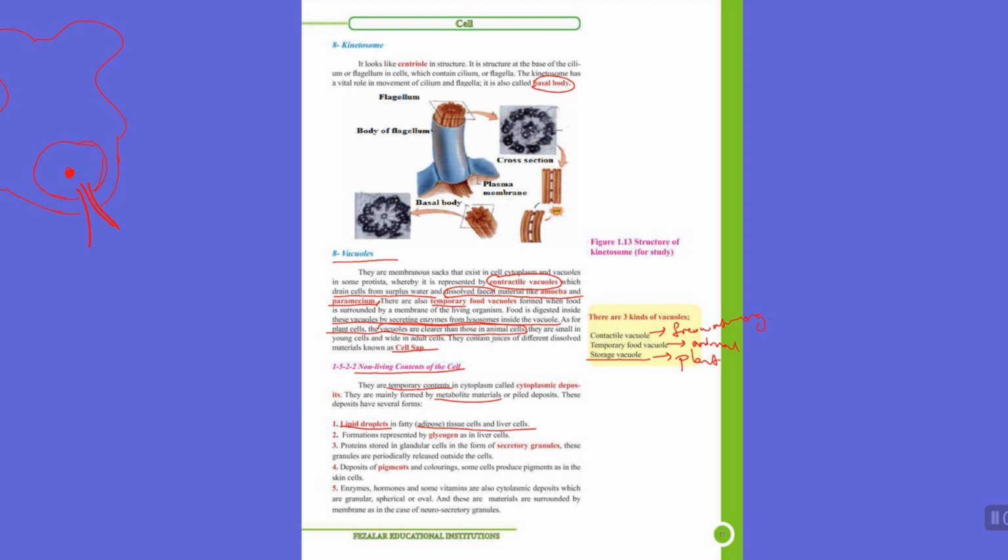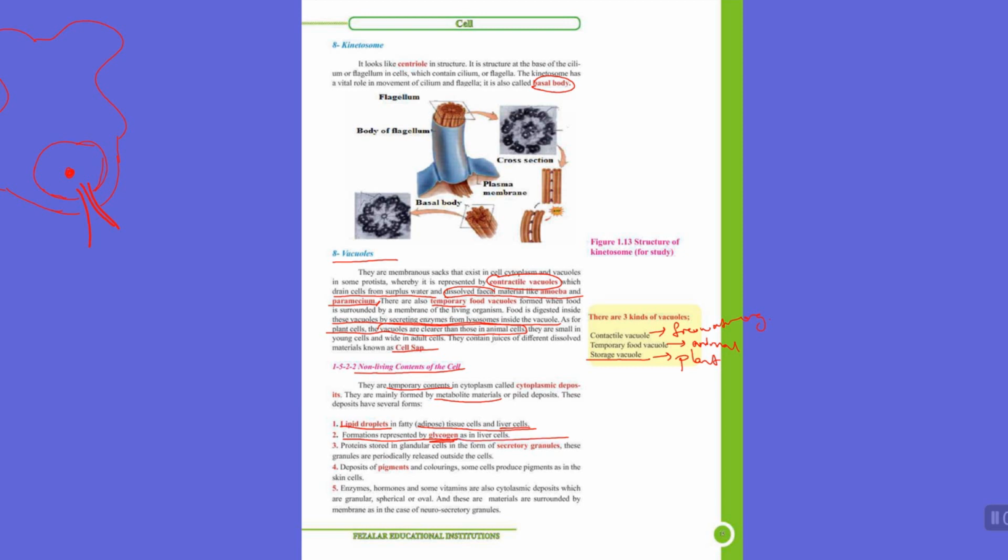Lipid is the excess amount of fat in the animal body, stored in fat tissue, as we know from fatty people in their abdomen, or in liver cells. As we continuously eat a lot of food, it is first converted into lipid and first stored in the liver, but when the liver is not enough to store all of this food material, it is stored around the abdomen and so on. Second, the formation represented by glycogen, as in liver cells.